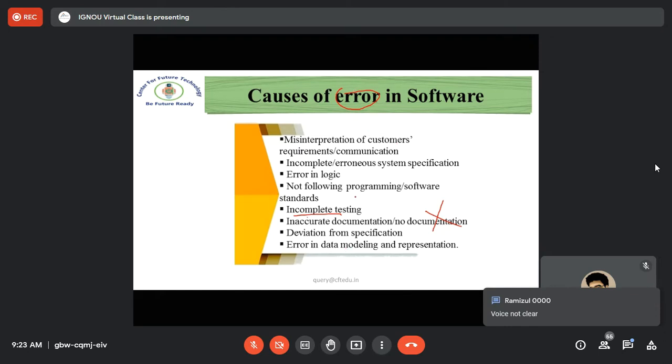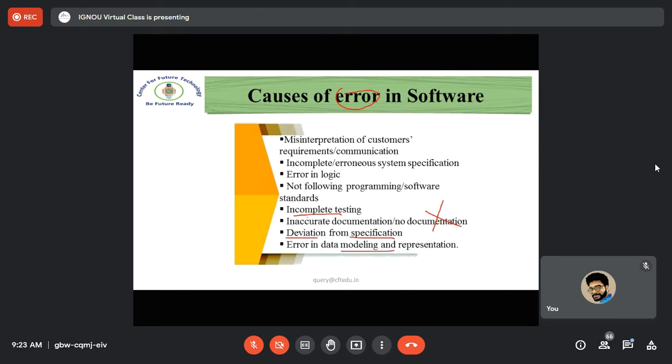Another source of error that could reduce the quality of the software is deviation from the specification. I have prepared or developed a software which deviates somehow from the specification. It is not written anywhere in the software, and sometimes I have also missed certain points. If this sort of deviation is there, then definitely that again leads to errors in the software.